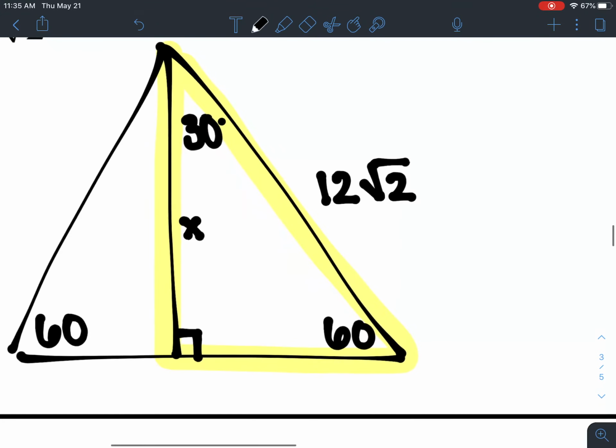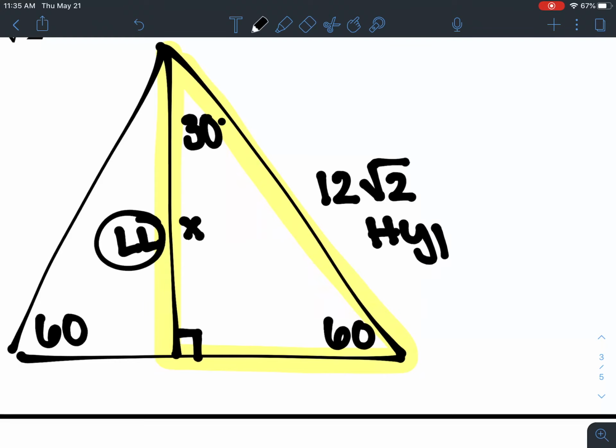So if we take a look here, our altitude is our long leg, okay? Our 12 root 2 is our hypotenuse. And so we have to use that hypotenuse in order to find the long leg, okay? But to do that, we first have to find the short leg, and I'm going to label that y. So that's going to be my short leg, okay?